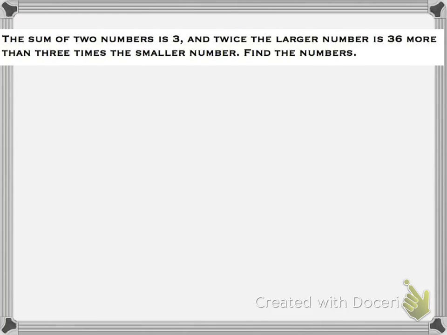Okay, so we're going to begin modeling a situation using a system of equations. The first part of this question says the sum of two numbers is 3. So if I had two numbers, namely, let x comma y be two numbers.